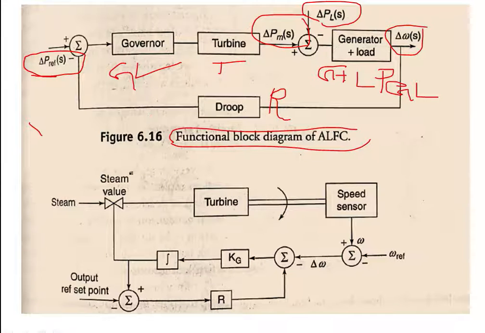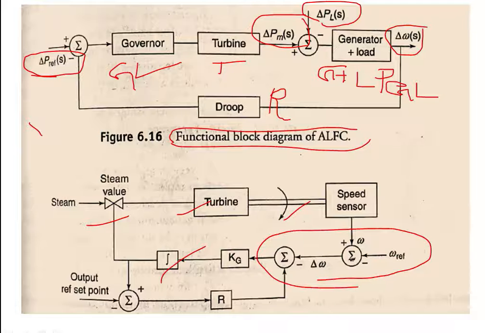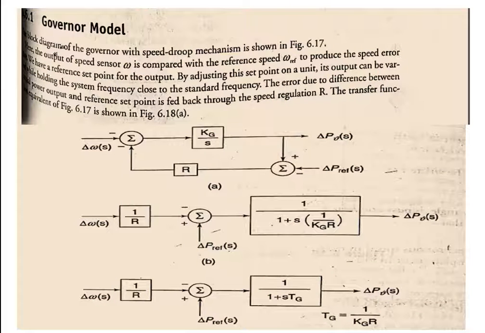So this same block diagram is rewritten in the form of a general block diagram, that is, steam valve here, and turbine, speed sensors. So the same change in speed which is observed in this summing point, and regulating characteristics which is called droop, and we'll get the output in terms of frequency or else voltage. So in that we have to consider the first case, governor model.